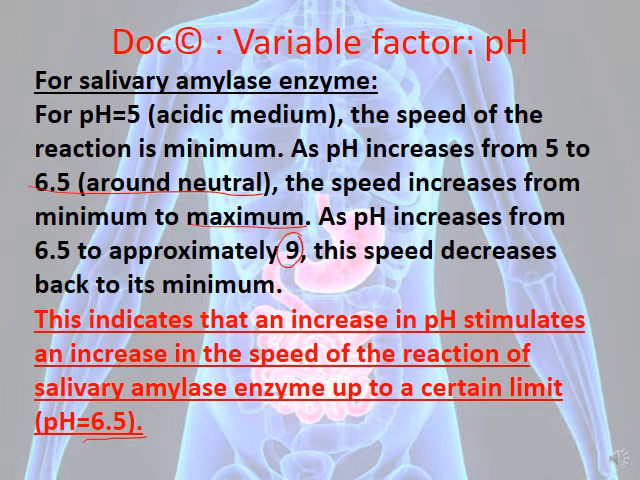It's around 7 pH. So till now, the variable factor we're talking about is only the pH. The pH for pepsin is acidic, while the pH for salivary amylase is neutral, approximately 7. So as you see here, the enzyme works at a specific pH medium.